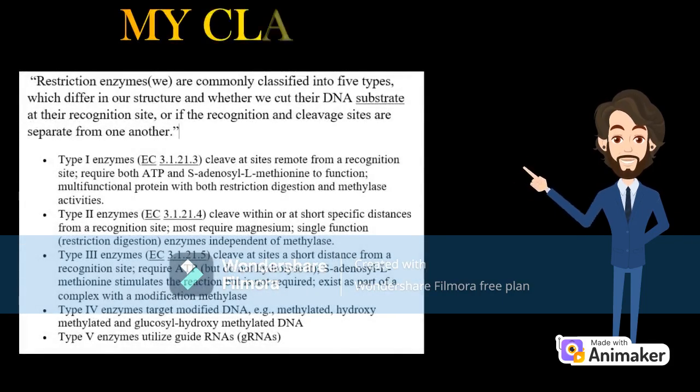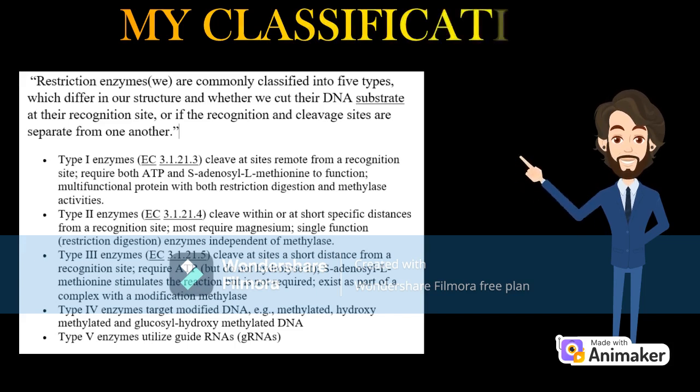We restriction enzymes are commonly classified into 5 types. On the basis of what? On the basis of different structures, or where we cut the DNA substrate at the recognition sites, or whether the recognition and cleavage sites are separate from one another. The types are type 1 enzyme, type 2 enzyme, type 3 enzyme, type 4 enzyme and type 5 enzyme.